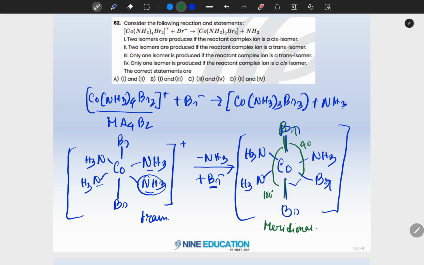So obviously if I replace one ammonia ligand in the equatorial position with one bromine, I will get the meridional isomer. Only one isomer is possible in this case because all the ammonia positions are equivalent. So if I replace any other ammonia with bromine, then also I will get the same isomer. So this is the trans form.